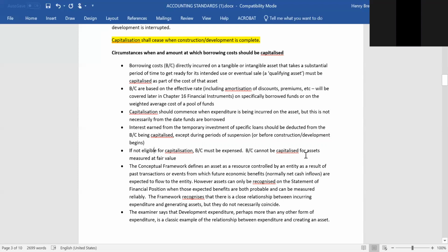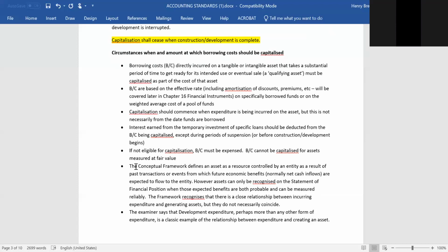Borrowing costs cannot be capitalized for assets measured at fair value. Very important thing to also look at. The conceptual framework defines an asset. If you go through all the accounting standards, we have just 2 areas where we define what an asset is. The first definition of an asset came under IAS 1, presentation of financial statements, where we define an asset as an economic resource. Then lastly, where we have the definition of an asset is IAS 16, property, plant, equipment, where we also define an asset as an economic resource.